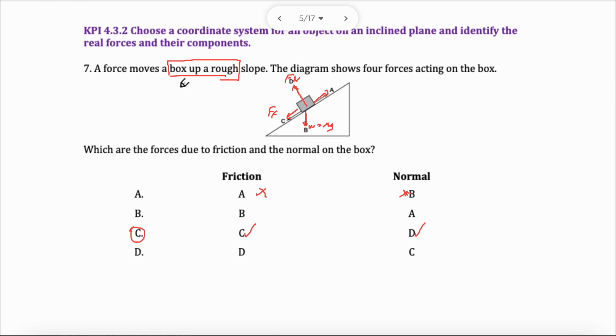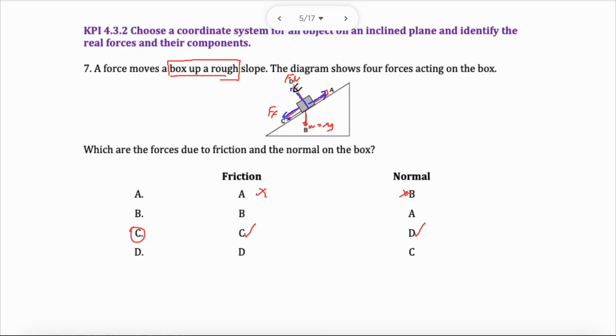Next we have a force moving a box up a rough slope. The force applied is up. The diagram shows 4 forces. We need to know friction and normal. Well, if the box is moving up, friction opposes the motion, so the friction must be down. Friction must be C. The normal is always perpendicular to the surface, so directly over here I have my normal.